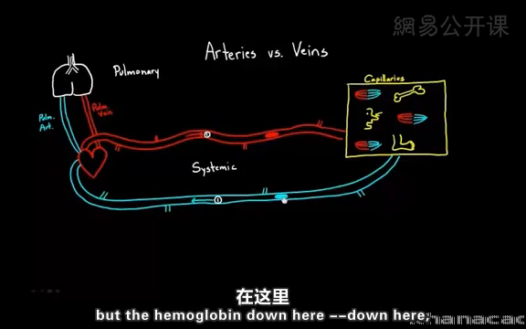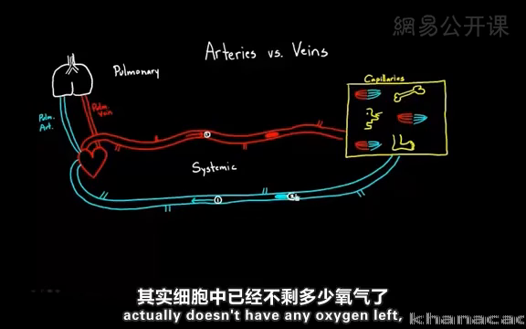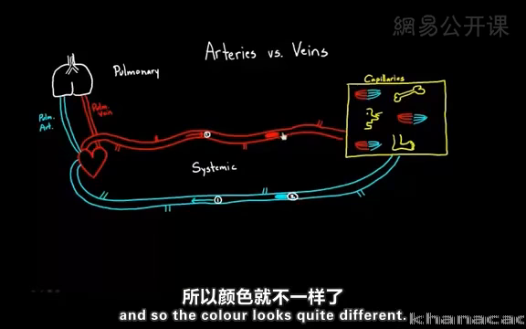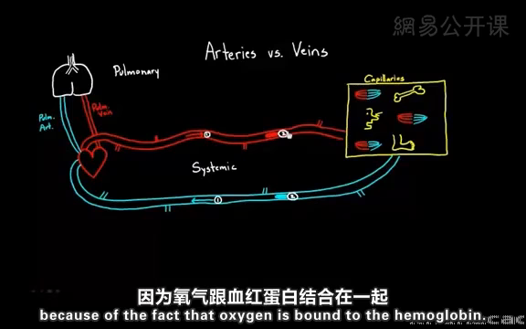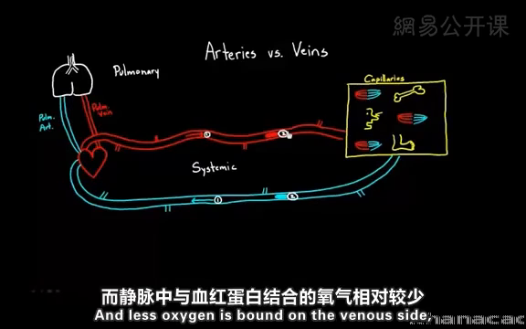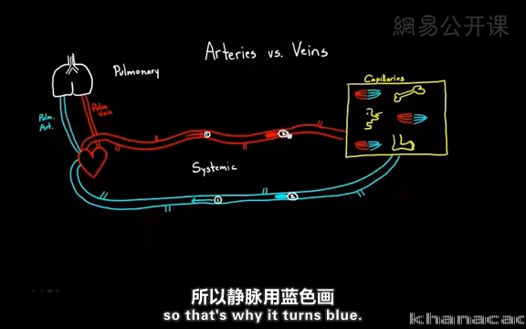But the hemoglobin down here actually doesn't have any oxygen left. And so the color looks quite different. So the color of arterial blood is usually red because oxygen is bound to the hemoglobin, and less oxygen is bound on the venous side, so that's why it turns blue.